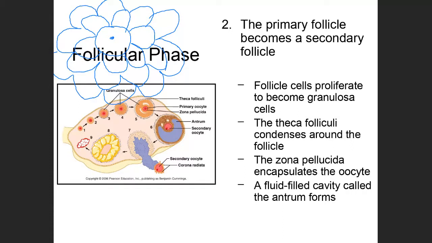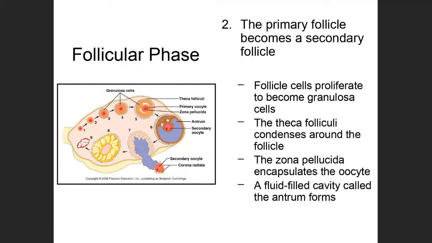We get a few other things that are happening as we move from a primary follicle to a secondary follicle. So if you look at this picture down here, you're starting to see kind of some black dots that are representing a membrane that surrounds this follicle. This membrane is what's known as the theca folliculi, and you can see it starting to condense around the follicle. And that's another thing that needs to happen as we're moving from a primary follicle to a secondary follicle.